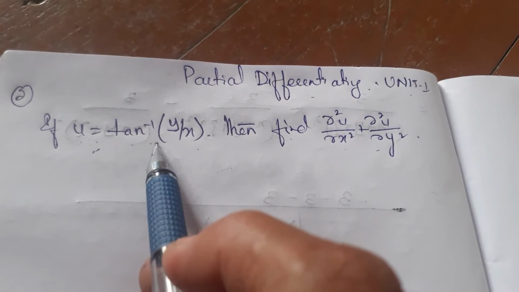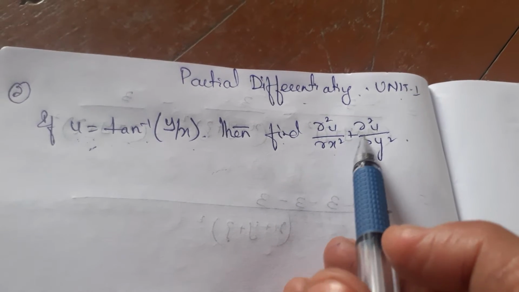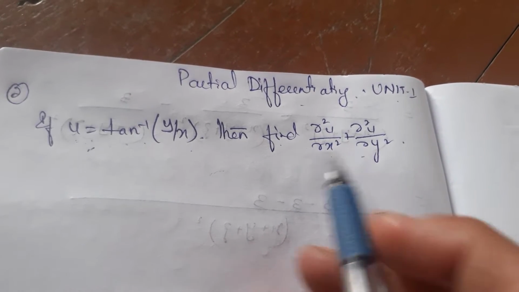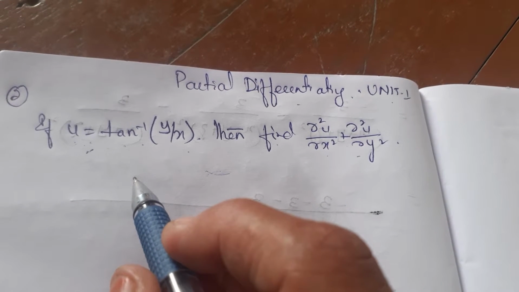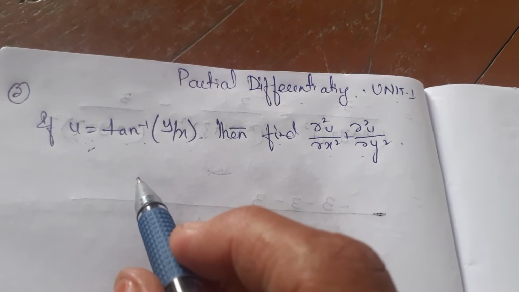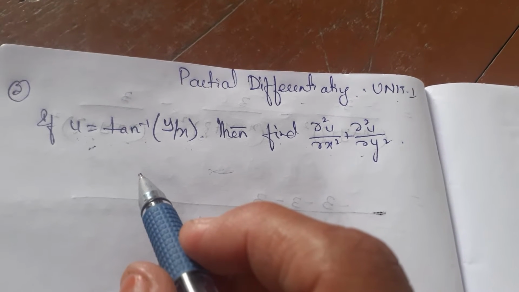Today I am going to explain the problem. If u is equal to tan inverse y by x, then find ∂²u/∂x² plus ∂²u/∂y². That is a very important question. This type of question you will find in long type questions also. If you understand this problem, it will help you in solving the long type questions also.